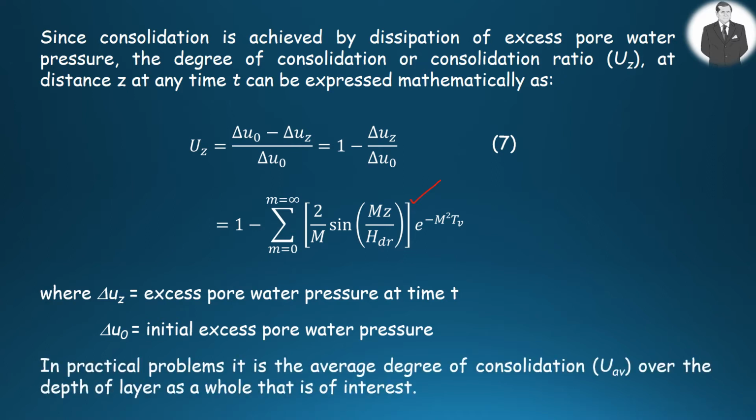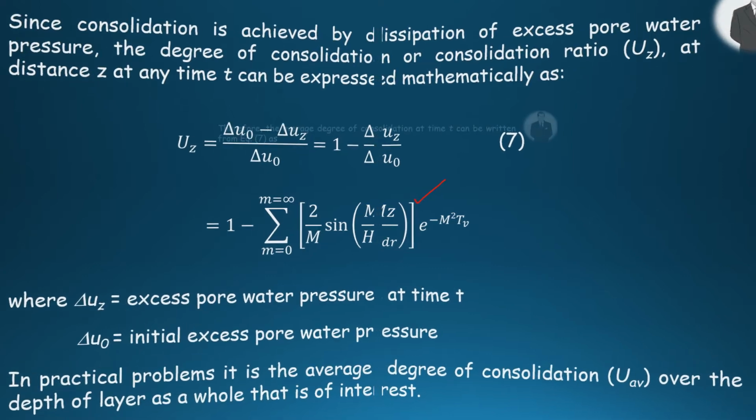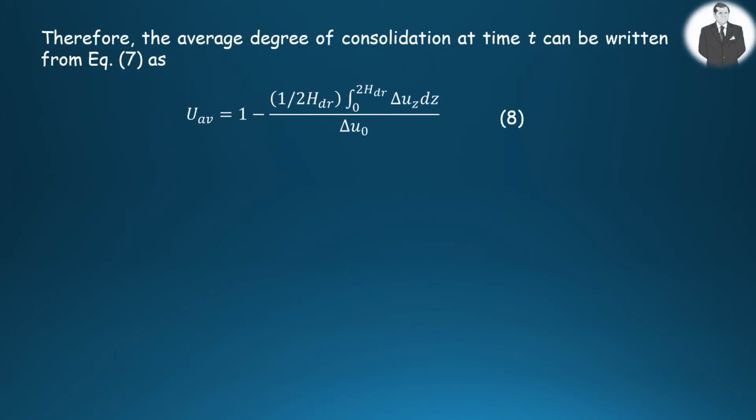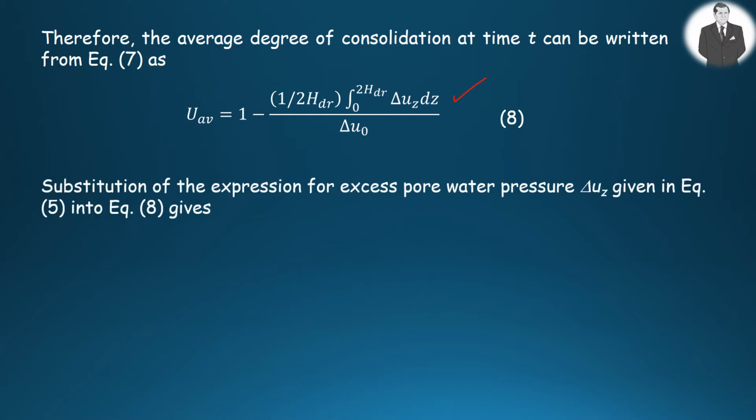pressure. In practical problems, it is the average degree of consolidation over the depth of layer as a whole that is of interest. From equation 7, the average degree of consolidation at any time t can be expressed in the form given in equation 8. The substitution of the expression for excess pore water pressure given in equation 5 into equation 8 brings about equation 9.